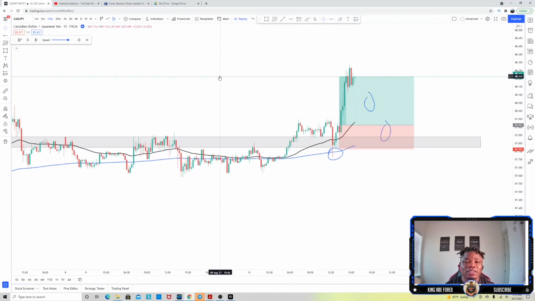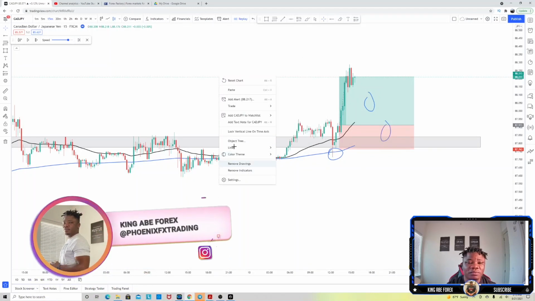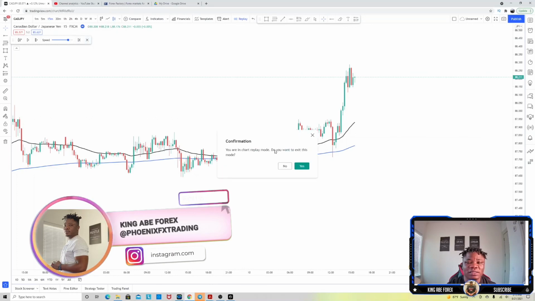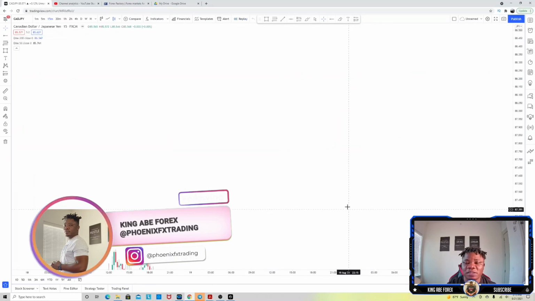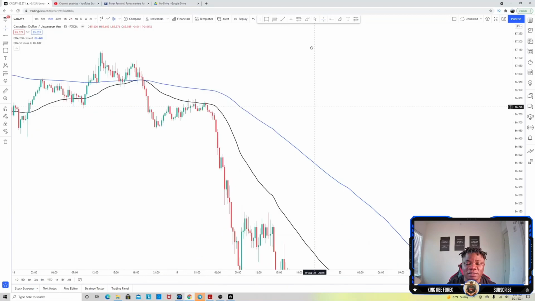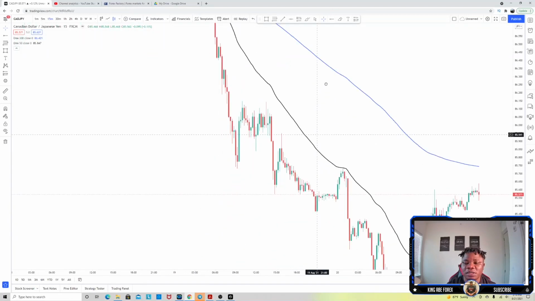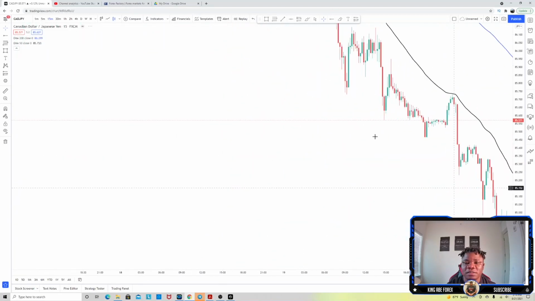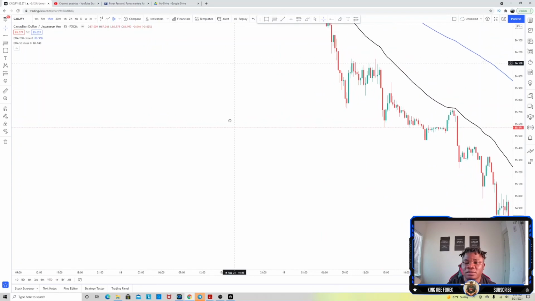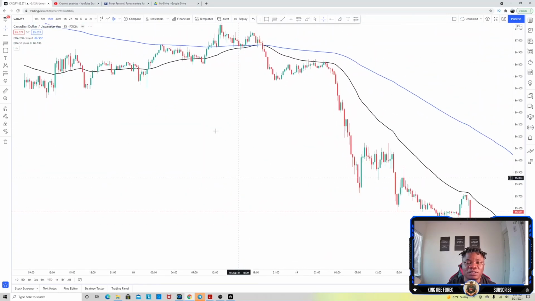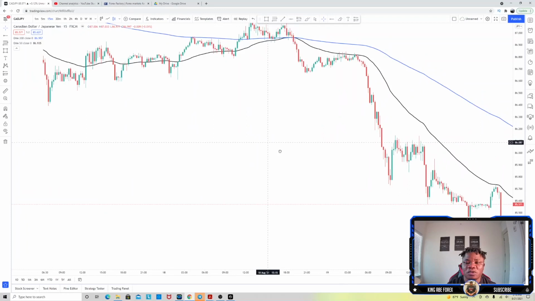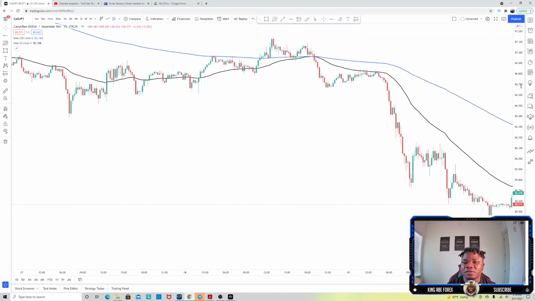Now let's look for a sell trade. Let's see here. We just got to look for a sell trade real quick. So we'll use this sell trade right over here.